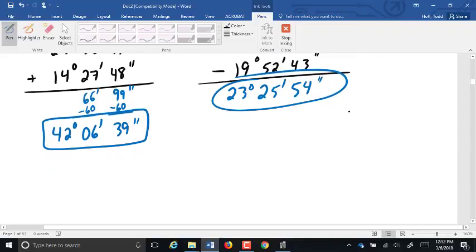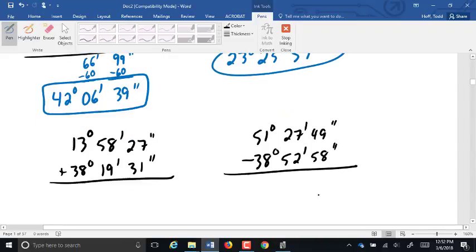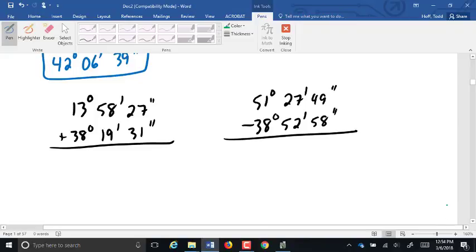Okay, time for you guys to try a couple. 13 degrees, 58 minutes, 27 seconds, plus 38 degrees, 19 minutes, 31 seconds. And then I'm also going to have you do 51 degrees, 27 minutes, 49 seconds, minus 38 degrees, 52 minutes, 58 seconds. Have you performed those two operations? We'll talk about them in a minute.